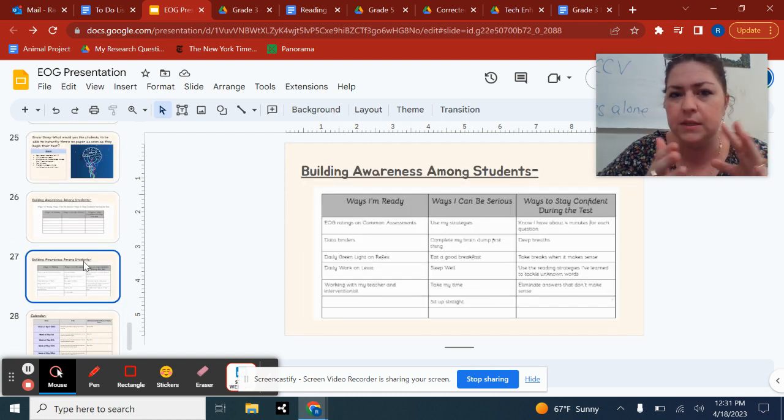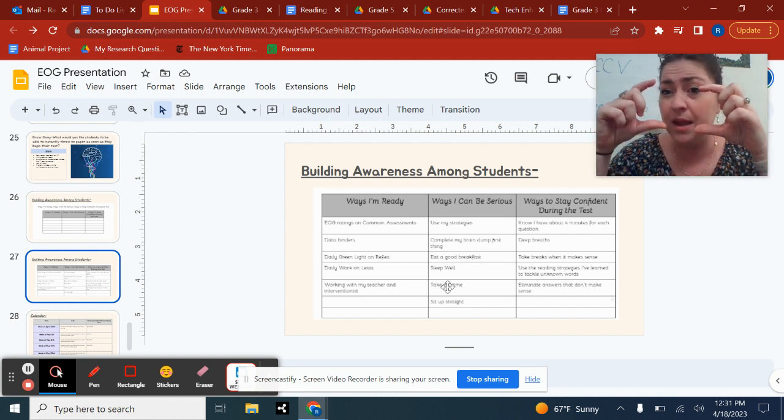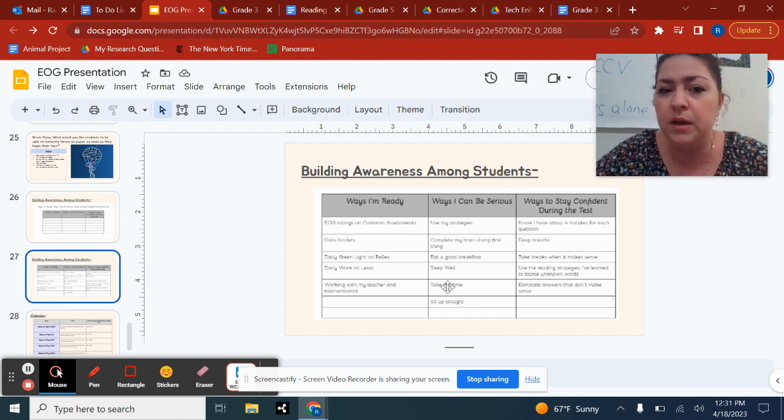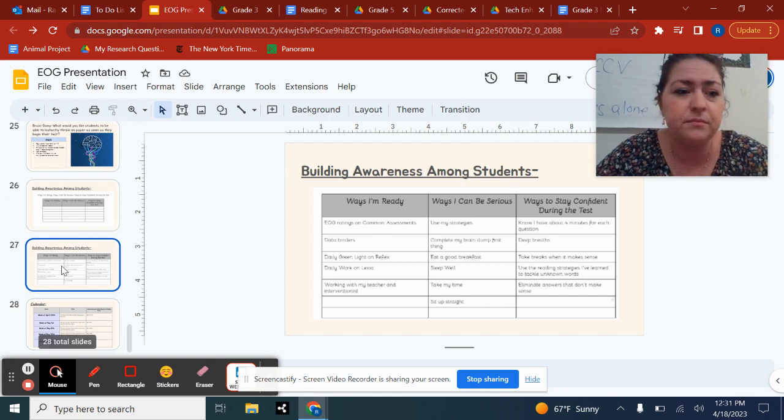Okay, this kind of goes along with awareness building with the children so that they don't have meltdowns the day of the test. You could do this as a laminated sheet on their desk. You could do this as an anchor chart, but reinforcing to the kids ways that they're ready. So you've had EOG ratings on your common assessments all year. All of that has reflected the EOG. Data binders and conversations, daily green lights on Reflex and Lexia, things like that. All of that's very intuitive.